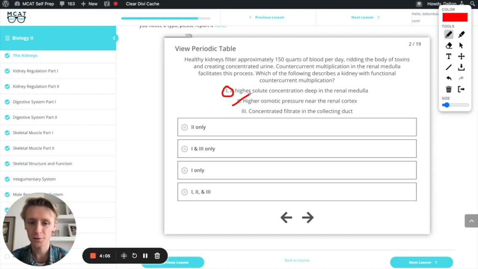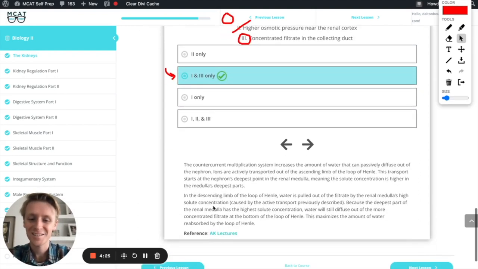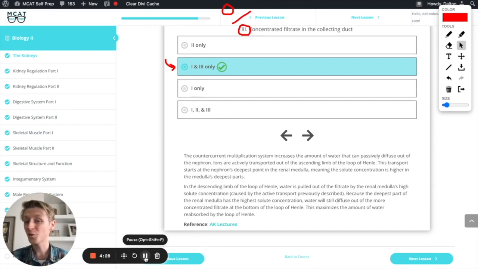Finally, concentrated filtrate in the collecting duct. Well, that's going to be correct because that's exactly what the goal was all along. Remember, because we're able to get the water out in the medulla, by the time we get to the collecting duct at the end, the filtrate is going to be very, very concentrated. So that means our correct answer is right here, 1 and 3. Let's test it out. Perfect, spot on.